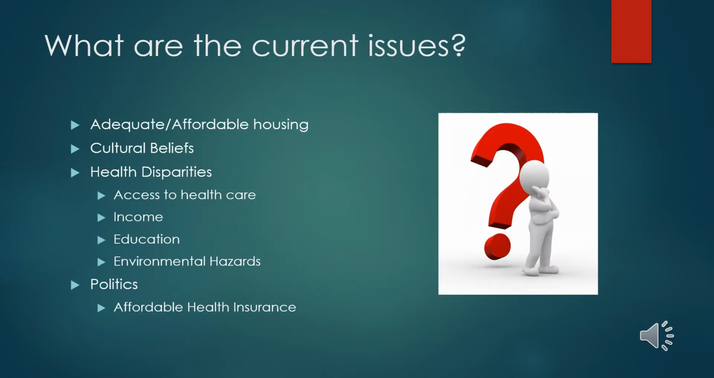Listed here are just a few of the current issues that could potentially impact the resolution of poverty as it relates to health. These include adequate and affordable housing, cultural beliefs, health disparities, and politics. We will discuss recommendations to address these issues on the coming slides. The main focus point is that these issues are real and they do not seem to be going anywhere anytime soon.